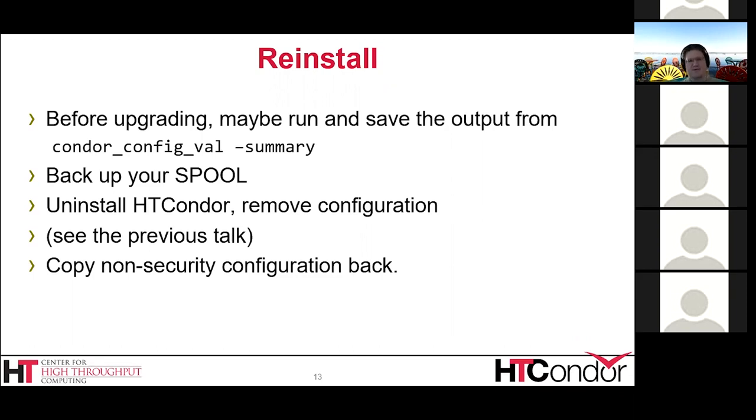Of course, before you upgrade, you might want to run and save the output from condor_config_val -summary. That'll tell you the differences between your configuration as you've written it out in your configuration files and the default configuration for that version of Condor. That might be useful information to know. You might want to back up your spool. I don't think the RPMs or the debs clear the spool out for you when you install, but just to make sure that they don't, do that.